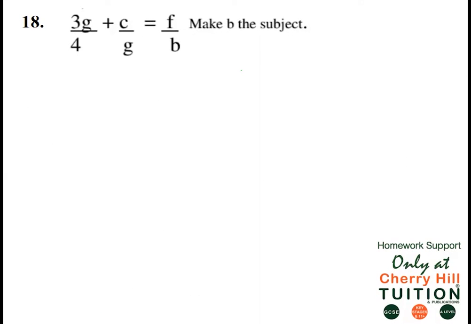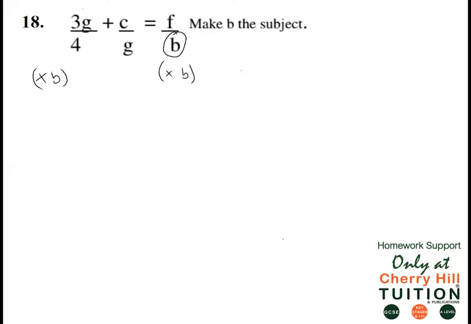Okay, so question 18, we have 3g over 4 plus c over g is equal to f over b, and we need to make b the subject. So the first step is to multiply everything by b, and the reason we do this is because right now b is a denominator, and we need b to be at the top in order to make b the subject. So we multiply everything by b on both sides of the equation.